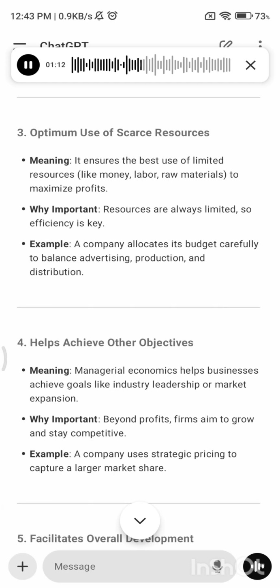4. Helps achieve other objectives, meaning managerial economics helps businesses achieve goals like industry leadership or market expansion. Why important? Beyond profits, firms aim to grow and stay competitive. Example: a company uses strategic pricing to capture a larger market share.